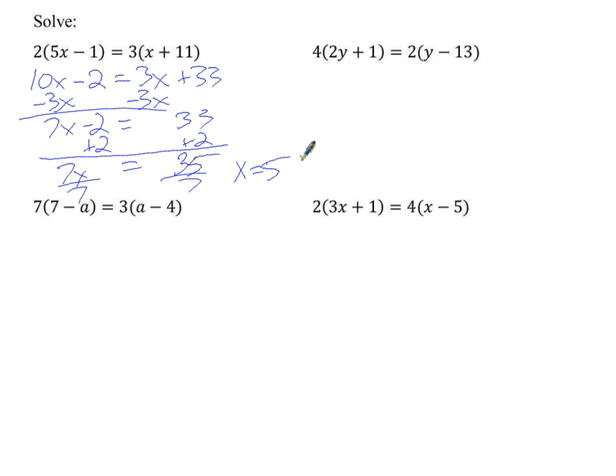We should probably check this one. Take the 5, plug it in. It's very easy to check these. 5 times 5 is 25. 25 minus 1 is 24. 24 times 2 is 48. 5 plus 11 is 16 times 3 is... This is the one that I said you need to know because it pops up all the time in this class. 3 times 16, 16 times 3, 48. This is the correct answer.